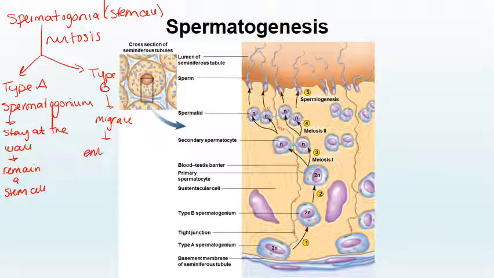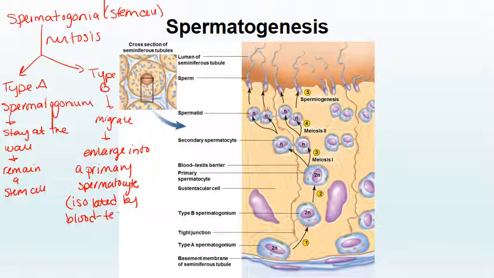It is going to enlarge into a primary spermatocyte. Okay, so it enlarges into its primary spermatocyte, and at this point, it is going to be isolated by the blood testis barrier. After this point, this primary spermatocyte is going to go through meiosis 1, and it is going to become a secondary spermatocyte.